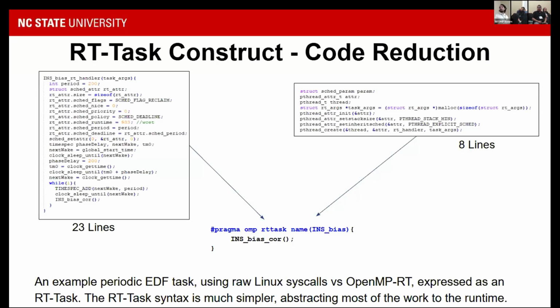And this isn't removed, but in the OpenMP-RT implementation it's moved into the OpenMP runtime. So it's handled for you, and that way error checking can be put in there, and so it doesn't bloat that line cost.